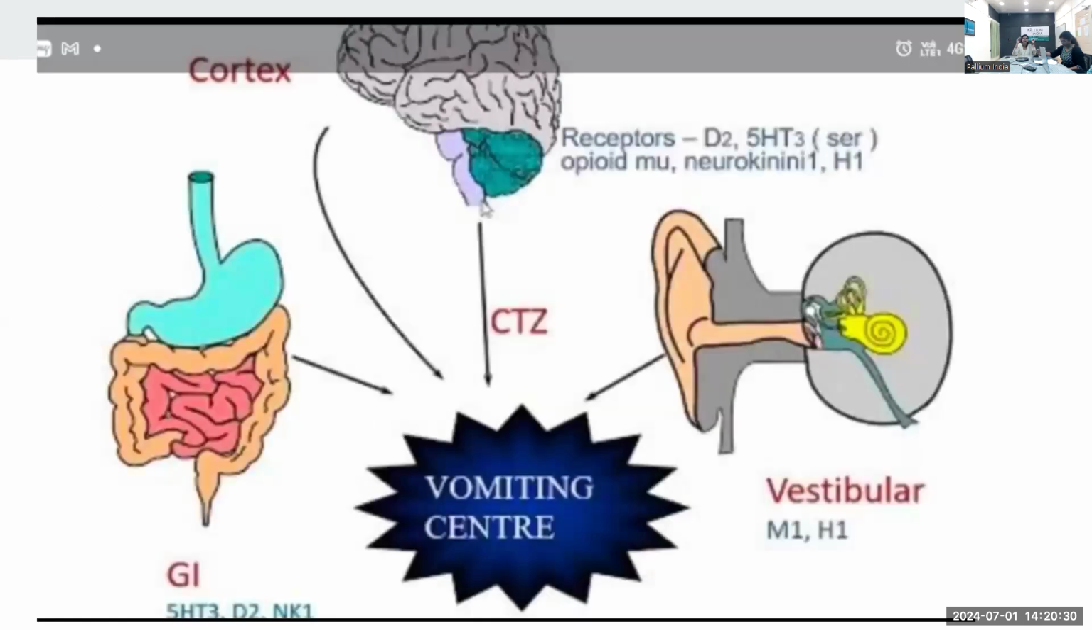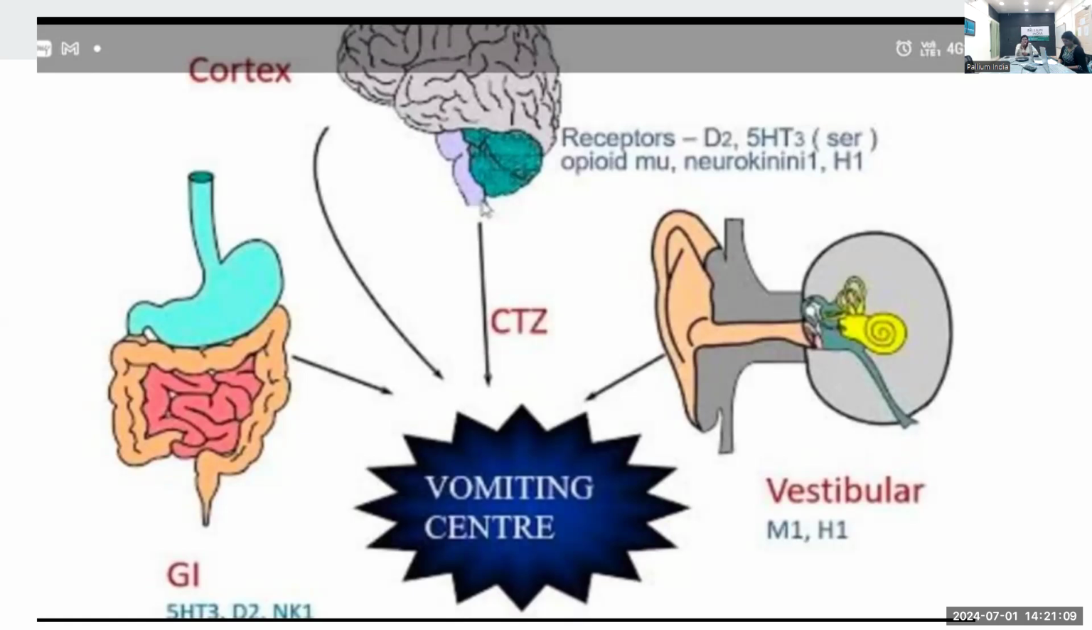Next slide. So this is a representation. This is a small representation you have to keep in your mind. See, you have the GIT, and everywhere receptors are there. So receptors play a main role in the pathway. Let me tell you the four parts where you get stimuli: the GI tract, the cortex, the CTZ and the vestibular system. In the GI tract, you have the 5-HT3 receptor, the serotonin receptor. 5-HT3 is serotonin. D2 is dopamine. NK1 is neurokinin. So we'll talk mainly about serotonin and D2.